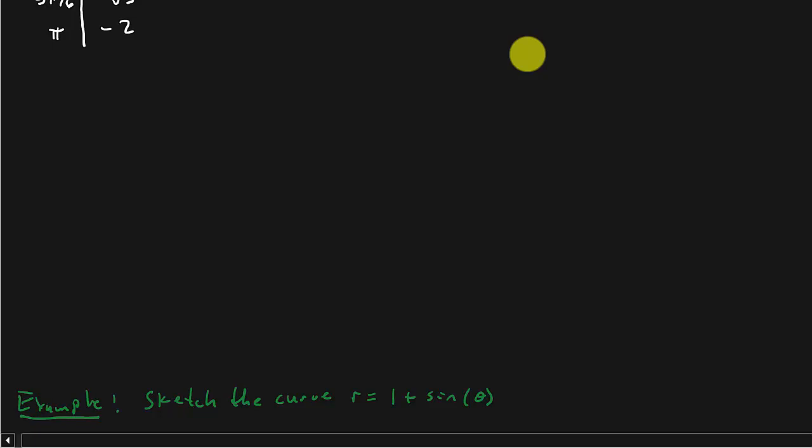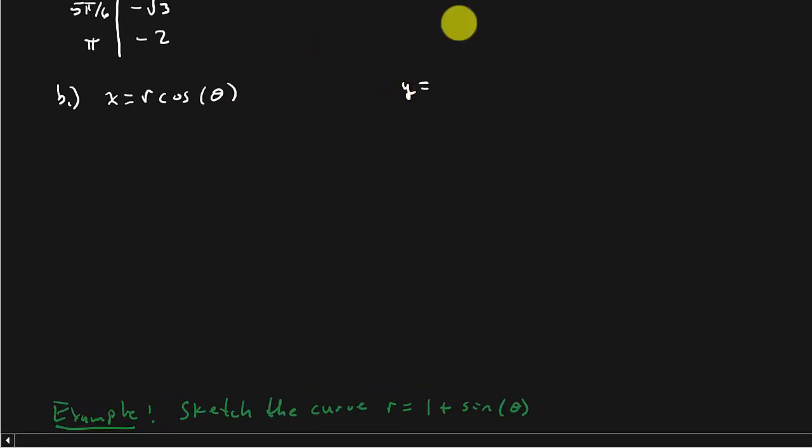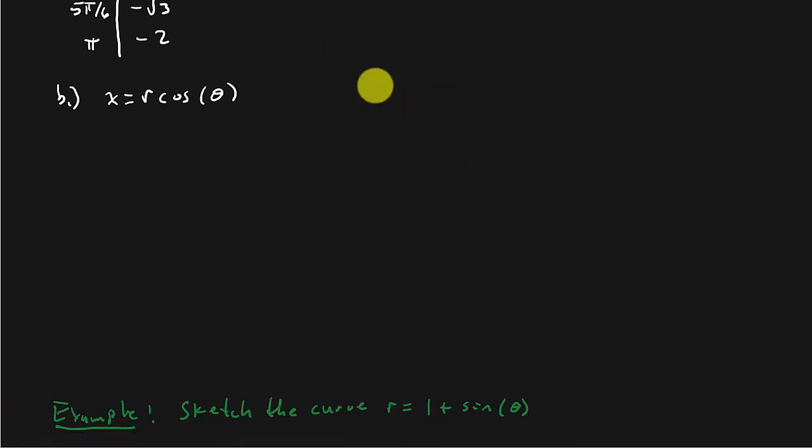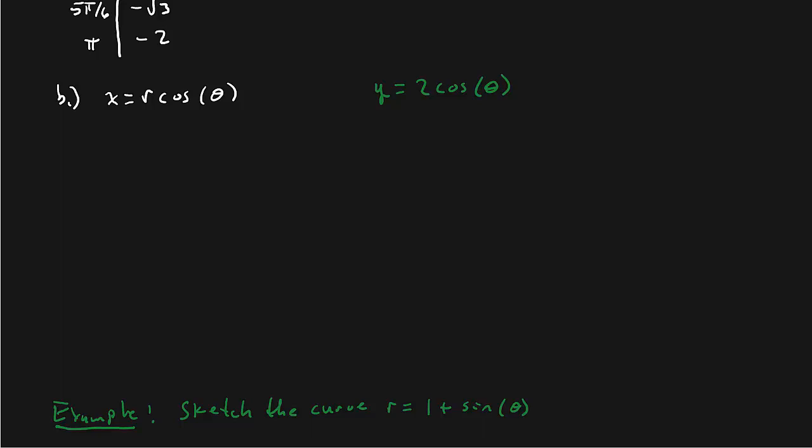All right. So to convert to a Cartesian equation, this is part B, we're going to use the fact that x is equal to r cosine theta. Because remember, we're converting this. I'm going to write the problem down. This is our problem. Let me write it in green. We've got r equals 2 cosine theta. This is what we're converting to Cartesian.